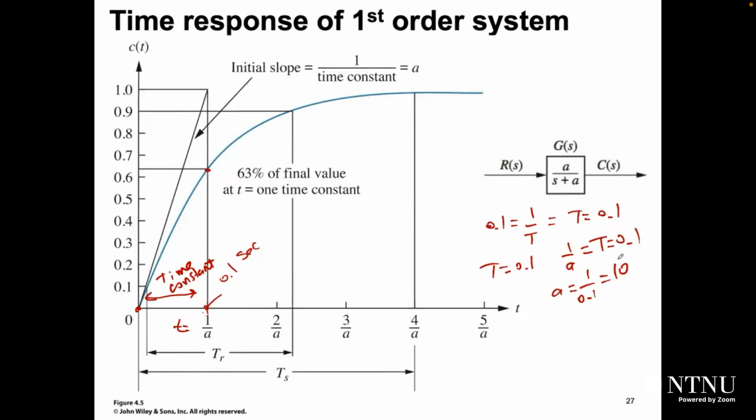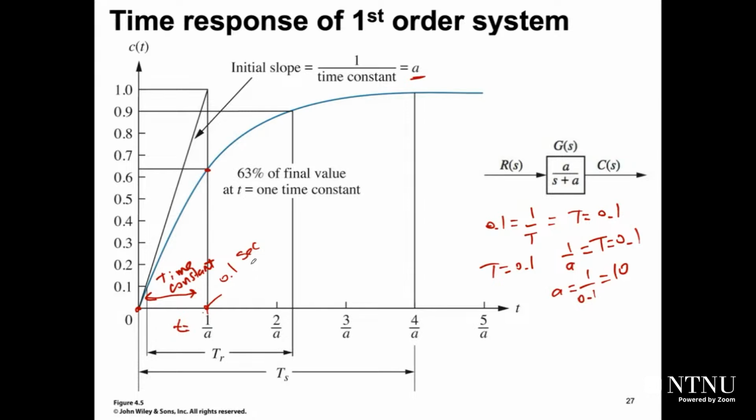We call it system identification. So a equals 1 divided by the time constant. This is the idea here. If you can find the time constant from the graph, you can find a, because a will be 1 divided by this time constant. If the time constant equals 0.1 second, then a will be 1 divided by 0.1, which means a equals 10.